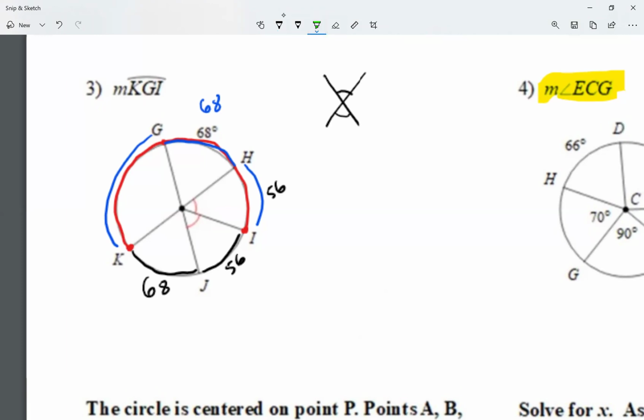Now you guys might be wondering, why are you getting information that you don't need? Because at the end, let me highlight in green, we're looking for this arc. So far I know part of it is 68, part of it is 56, and I need to figure out the other part. There are a few ways we can do this.